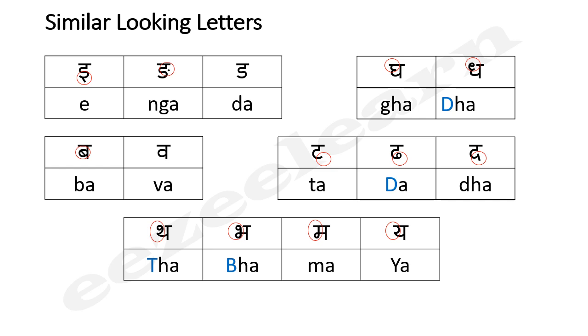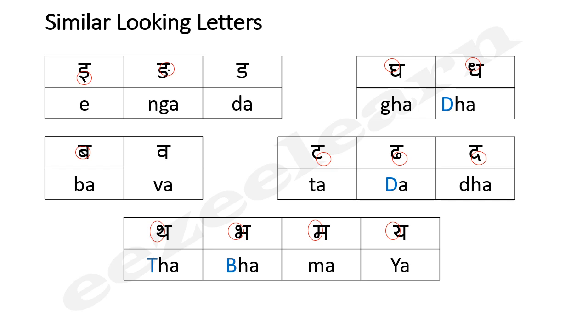The next group is Ta, Da and Da. So there is a small straight line and a semicircle for Ta. It ends with a complete circle in Da and there is a stretch in Da. So that is a difference. The next group is Ta, Ba, Ma, Ya.